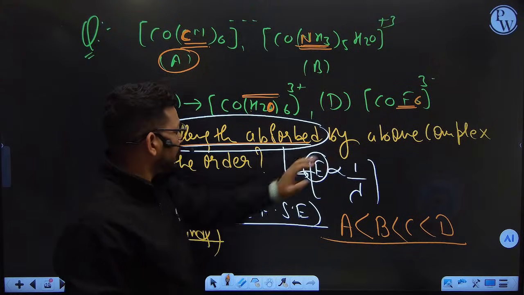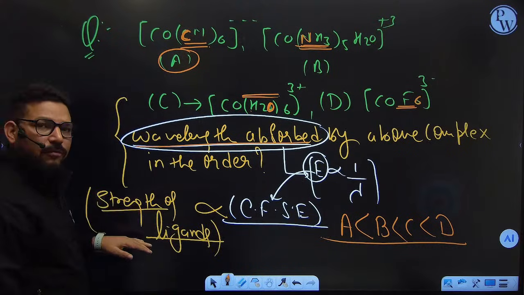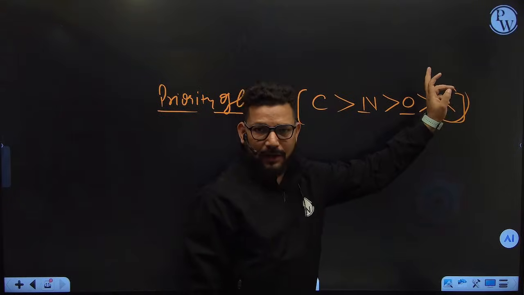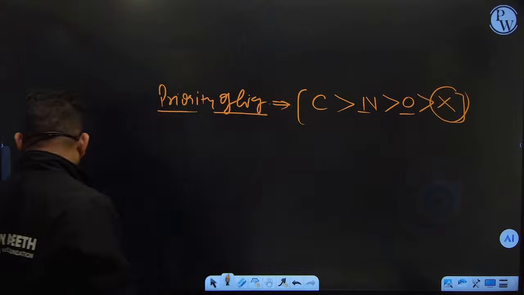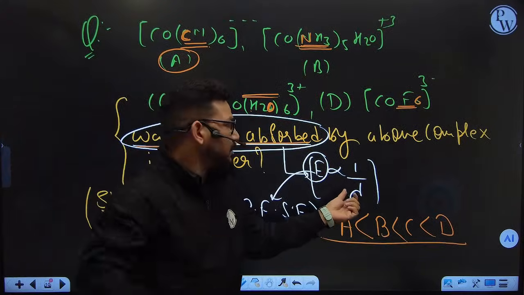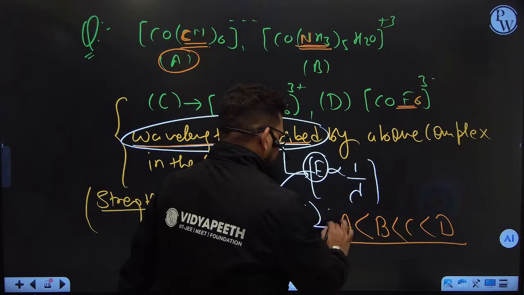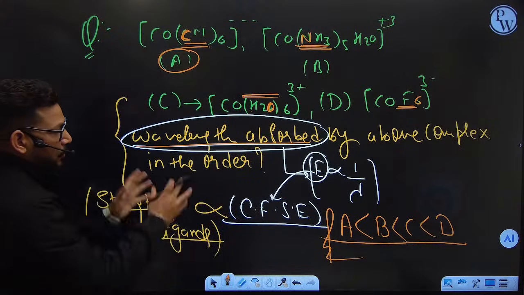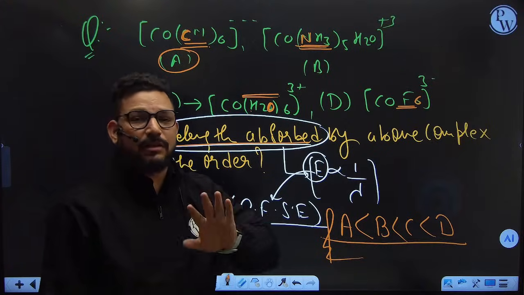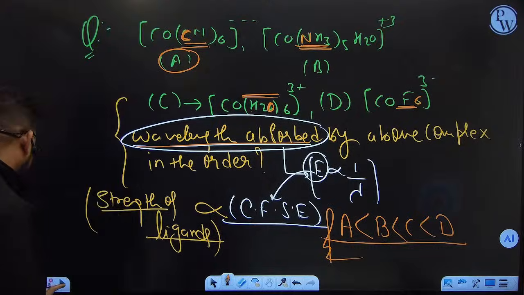The reason is very simple, because wavelength is inversely proportional to energy and energy is directly proportional to the strength of the ligands. According to our series, the halogens have the least ligand strength. If the ligand strength is least, then CFSE is least, energy is least, so lambda is maximum. That's why the option should look like this: A, B, C, D. This is your answer. I hope you understand that this kind of question looks like this. If you are aware of the ligand strength order, you are able to solve these questions. Done? Okay, thank you. Now we can move towards the next question.